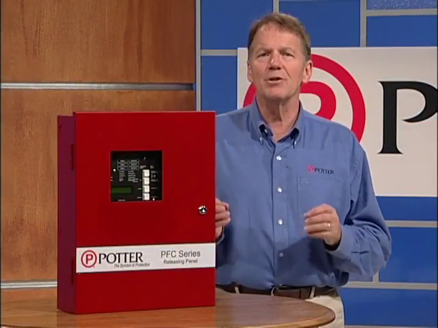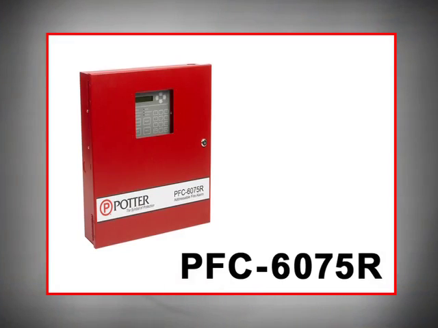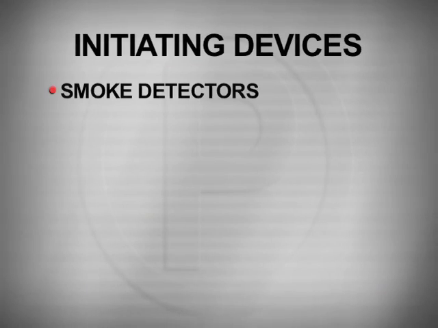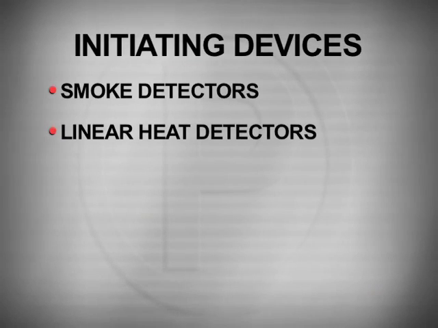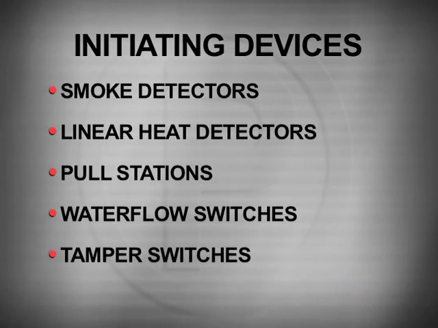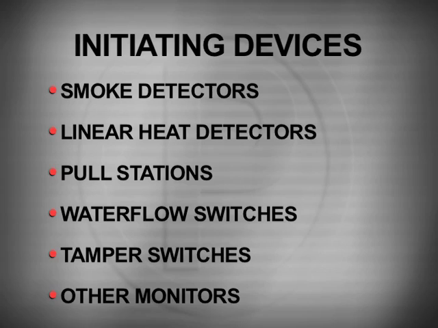Potter offers an addressable releasing panel, PFC 6075R, that can also be used for the same applications. Initiating devices include smoke detectors, linear heat detectors, pull stations, water flow switches, and tamper switches, or other monitors that send a signal to the releasing panel when normal environmental conditions in the zone change.